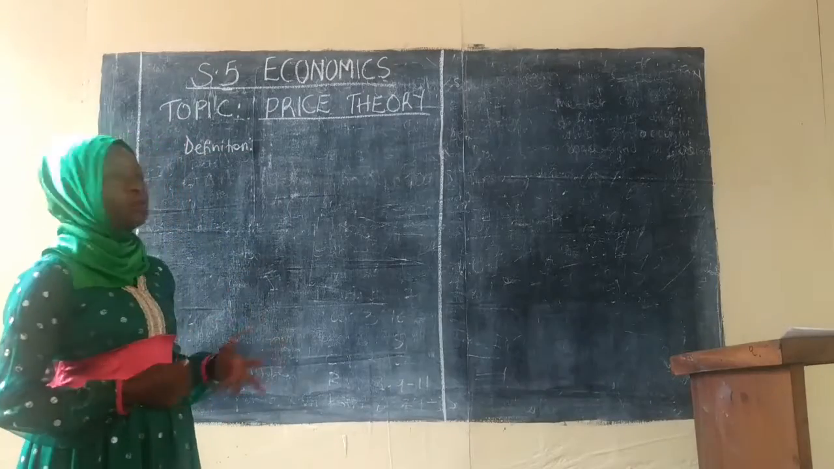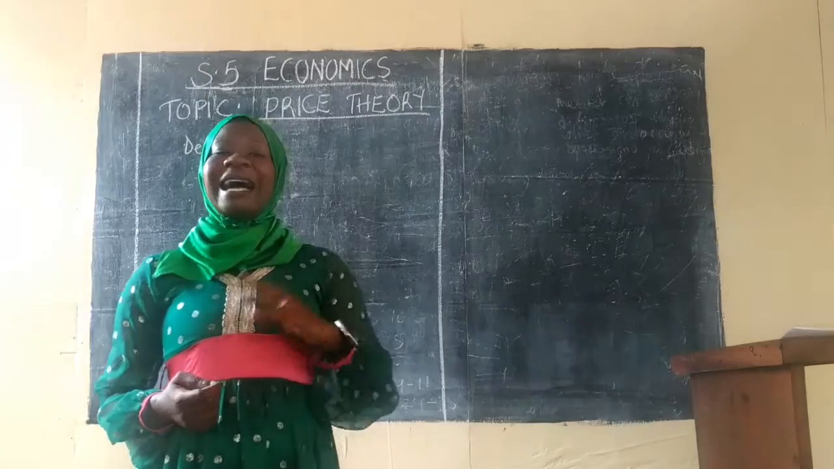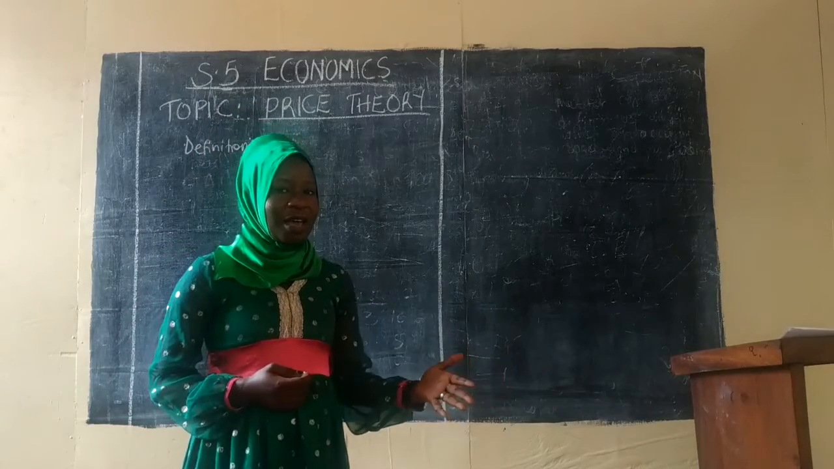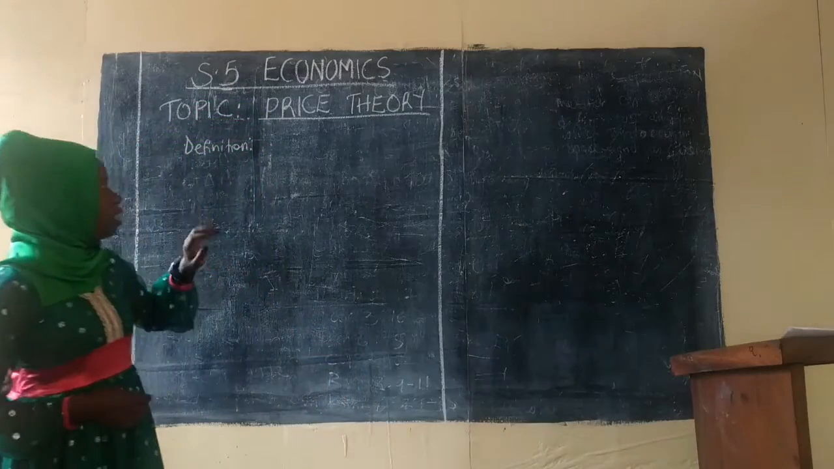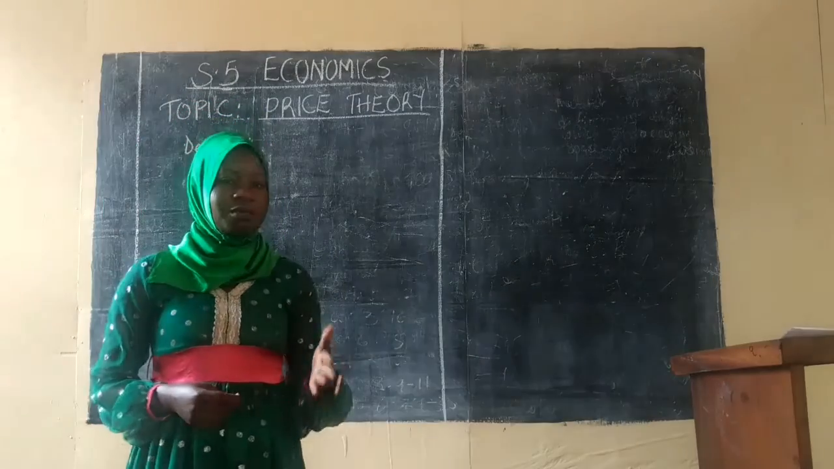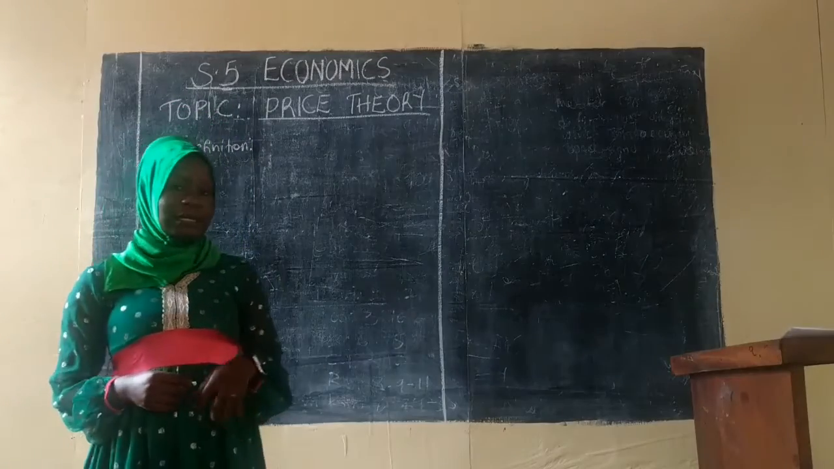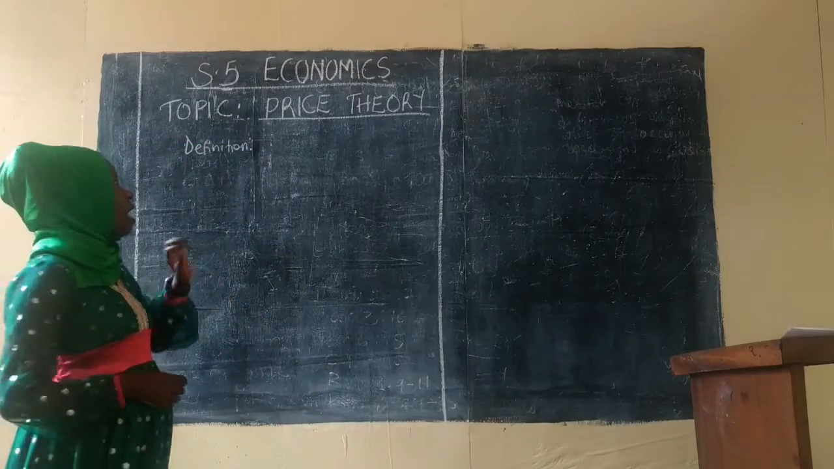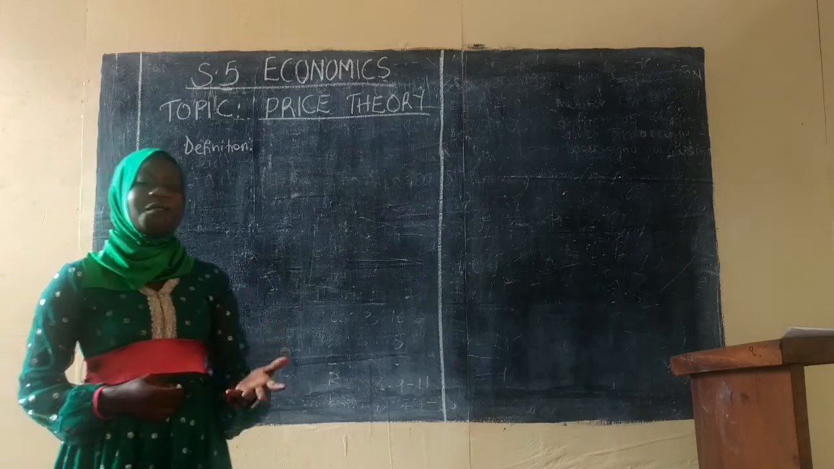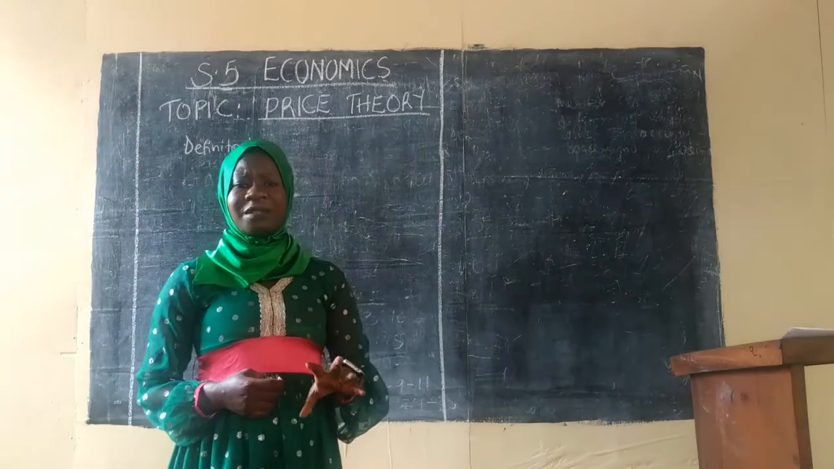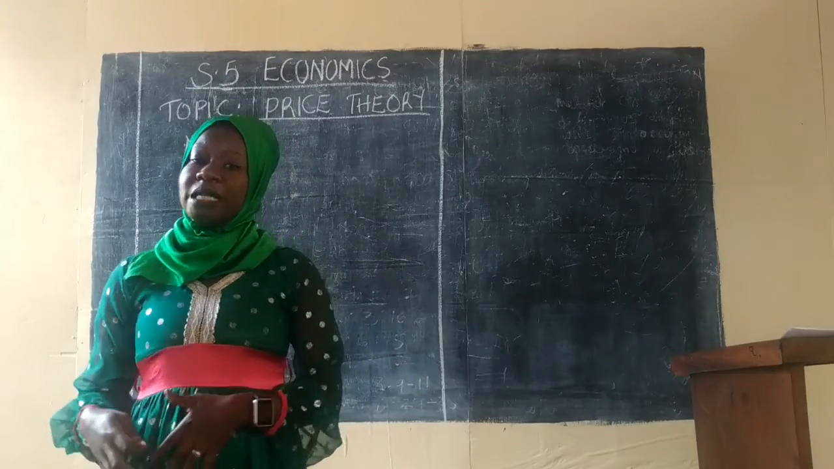And to start with, when we say price theory, we are simply looking at a concept that analyzes the relationship between price, and how price influences demand and supply. So basically, we shall be looking at prices, demand, supply, and how the three are related, how the three influence each other. So to start with, we have the definition of price theory. Like I have said, price theory is concerned with a concept that analyzes prices and how they influence demand and supply in a free market economy.